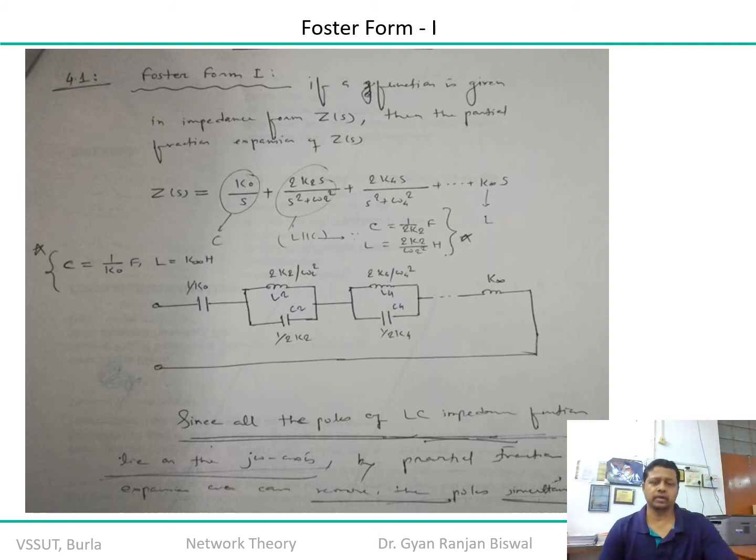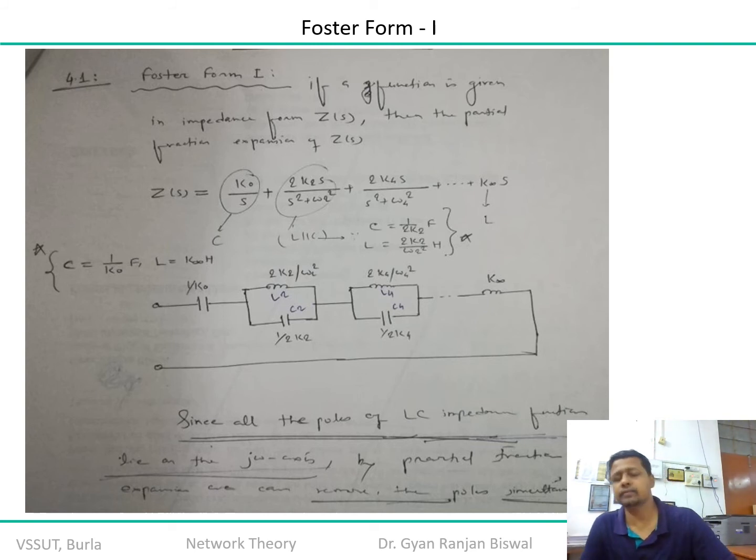So in this case, the value of L is equal to twice k upon omega square, and C is equal to 1 upon twice k. So for twice k2, the value of L2 I am assuming is twice k2 upon omega 2 square, and C2 is equal to 1 upon twice k2. These two combinations of LC form a parallel tuned network which is connected in cascade with the zero order network, so you are getting a summation property. Similarly, the same thing you can apply for all the even harmonics, k4, k6, and so on till infinity, and at infinity what you are getting is k infinite into s.